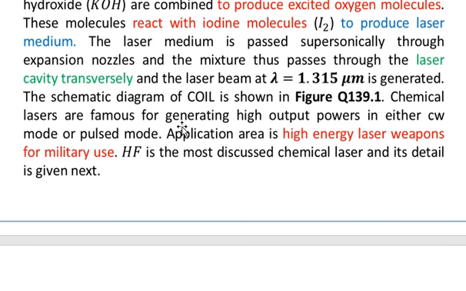So chemical lasers are famous for generating high output powers in either CW, continuous wave mode, or the pulsed mode. Application area is high energy laser weapons for military use. Hydrogen fluorine is the most discussed chemical laser, and its detail is given next. That is, the hydrogen fluorine chemical laser will be discussed next because it is one of the most popular of its type.